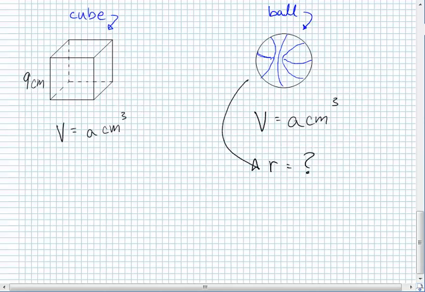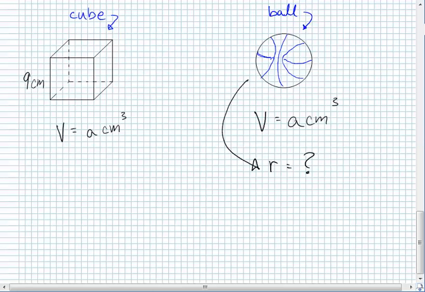And the question is asking you, find the radius of the ball that has the same volume as a 9 centimeter cube. So that's the question. We've already done some of the work in class, so I just want to give you a chance to work on something. So pause the video. I'm going to start giving you the answer in 3 seconds.